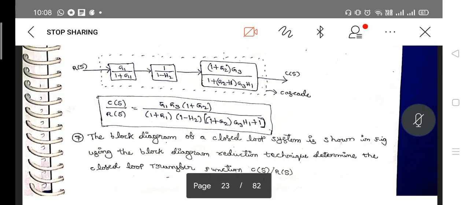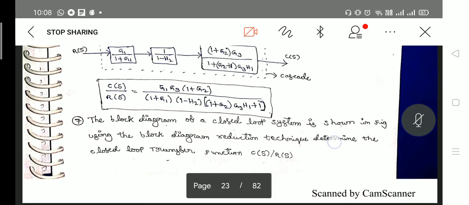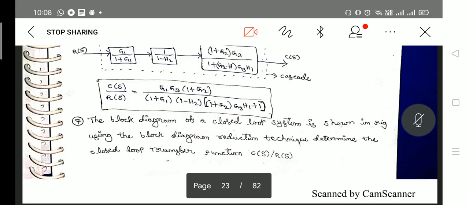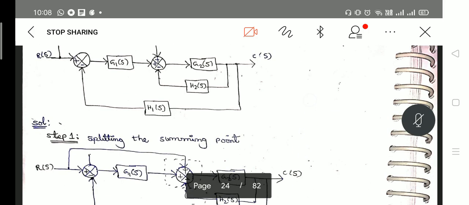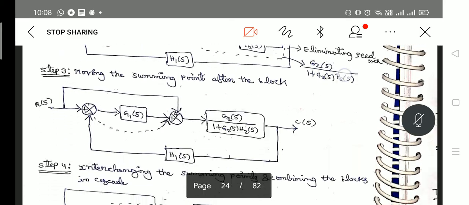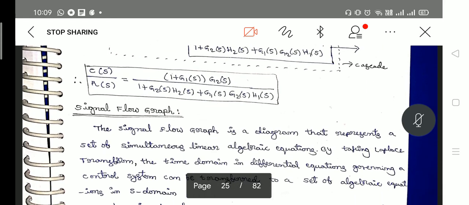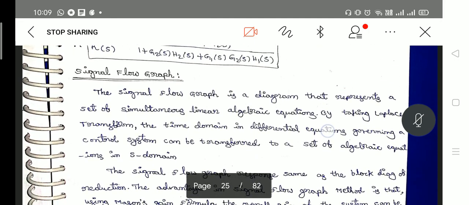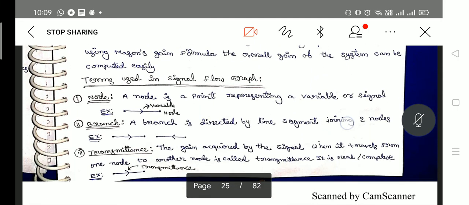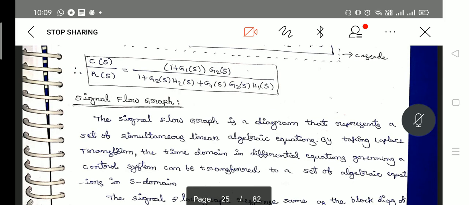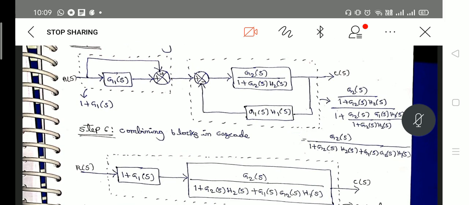We can simplify this equation also. Okay, this is the last year's previous question paper question. Is it clear? In the next class we will discuss signal flow graphs. I think all of you are clear on the block diagram reduction technique, right?